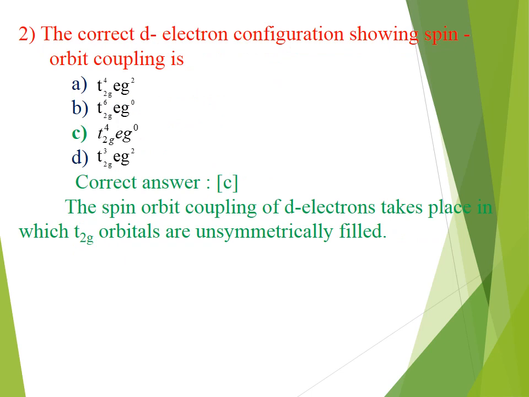Question number 2. The correct d electron configuration showing the spin orbital coupling is. The correct answer is C. The spin orbital coupling of d electrons takes place when the t2g orbitals are unsymmetrically filled. In option C, the configuration is t2g4, therefore it is unsymmetrical. The correct answer is C.